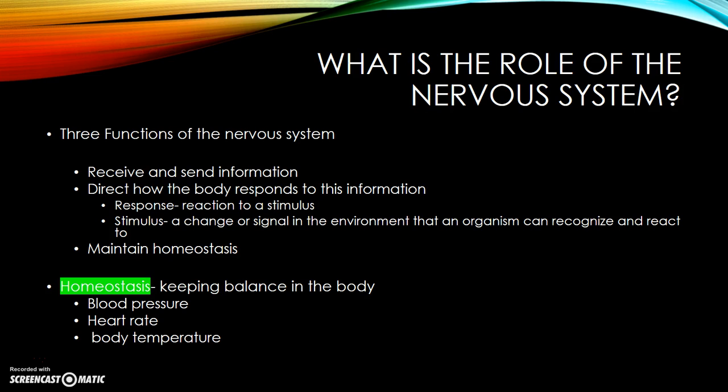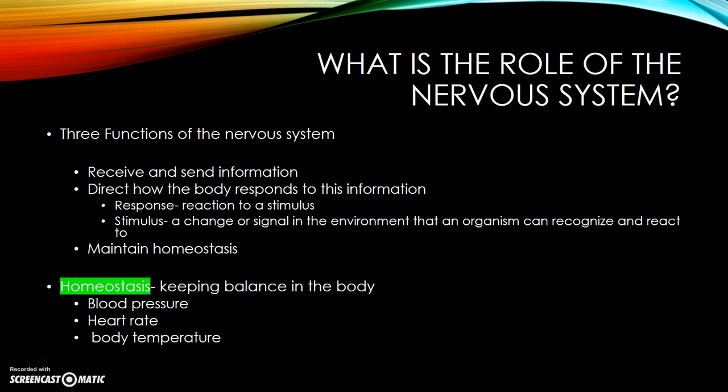So, what's the role of the nervous system? The nervous system has three basic functions. It receives and sends information. It directs how the body responds to this information. And a response is a reaction to a stimulus. And a stimulus is a change or signal in the environment that an organism can recognize and react to.